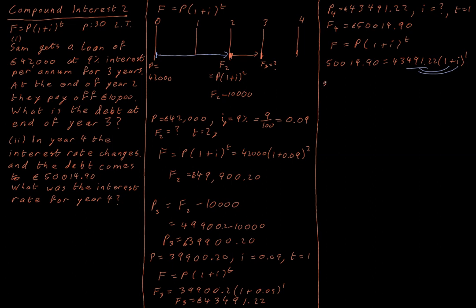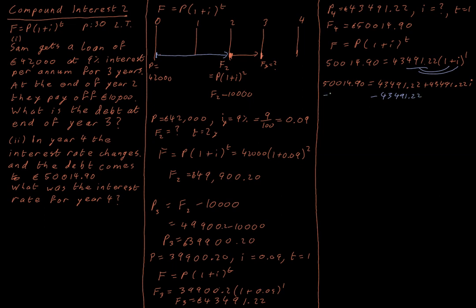So I have 50,014.90 is equal to 43,491.22 plus 43,491.22 times the interest rate that we're looking for. This is now just an algebraic equation, or sorry, from here it has been an algebraic equation. We're just rearranging it to find out what I is equal to. So we have to subtract, we want I by itself, so we're going to subtract this from both sides.